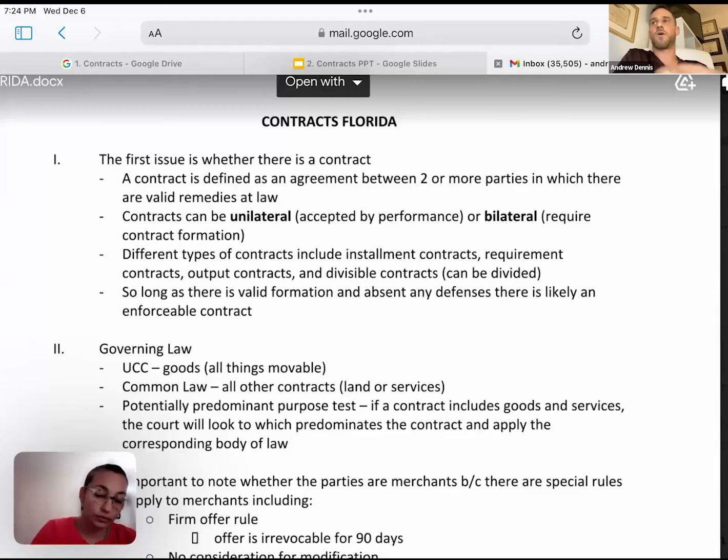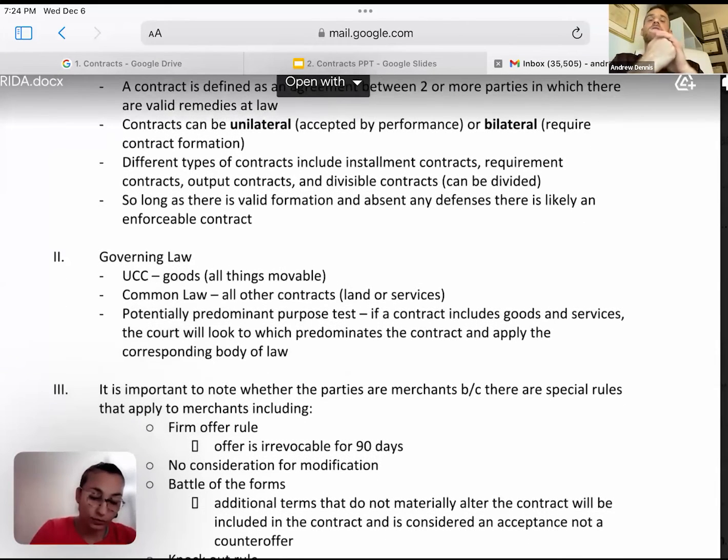Just think at the beginning, okay, is there a contract? What type of contract is it? Let's move forward. Governing law. The next issue is whether the contract is governed by the UCC or by the common law. The UCC governs contracts for goods, and goods are all things movable. Point for that. The common law governs contracts for services or land or anything else besides goods.